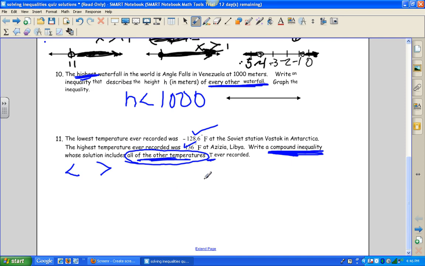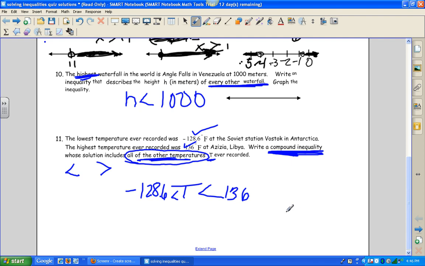T, we're going to use that. So what about T? Well, we know that negative 128.6 was the lowest, so all the other temperatures were greater than that. And then we know that 136 Fahrenheit was the highest, and it was higher than all of the other temperatures, so all of the other temperatures were less than. So this is our inequality, or our compound inequality.